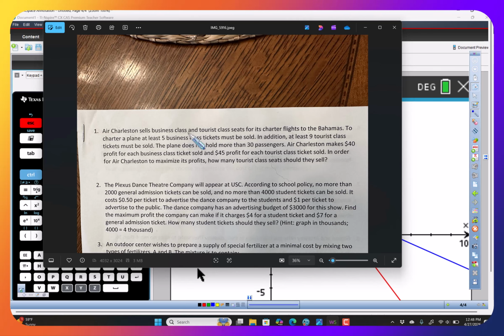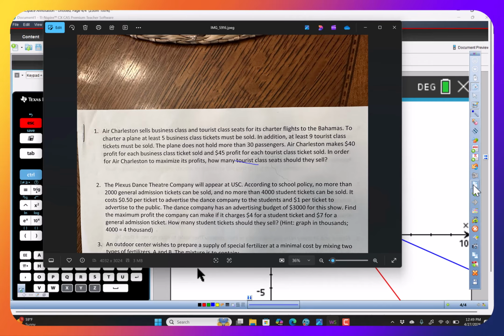Air Charleston sells business class tickets and tourist class ticket seats for its charter flights to the Bahamas. To charter a plane, at least 5 business class tickets must be sold. In addition, at least 9 tourist class tickets must be sold. The plane does not hold more than 30 passengers. Air Charleston makes $40 profit for each business class ticket sold and $45 profit for each tourist class ticket sold. In order for Air Charleston to maximize its profits, how many tourist class seats should they sell?